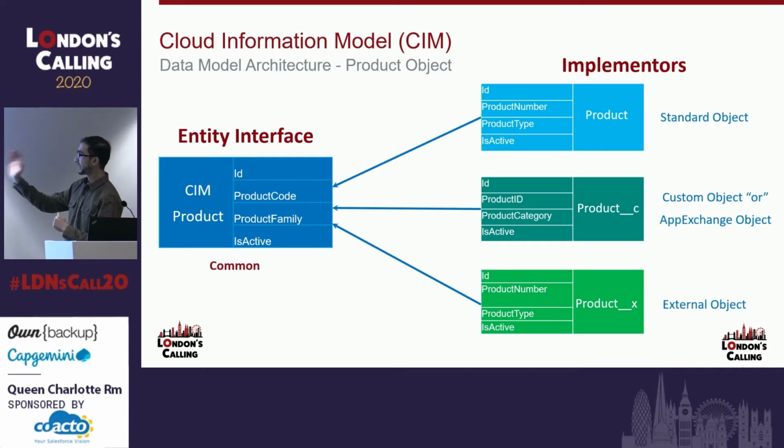So you can see we have implementers: standard object, again product objects, all these are product objects logically. And then you are actually mapping them. An entity interface is kind of a common layer. Then standard object, custom, AppExchange, or external objects.